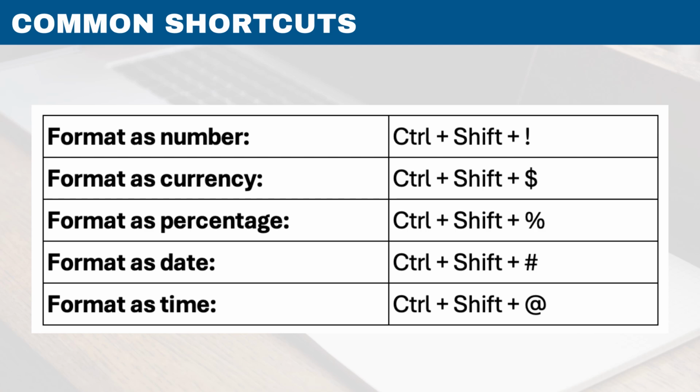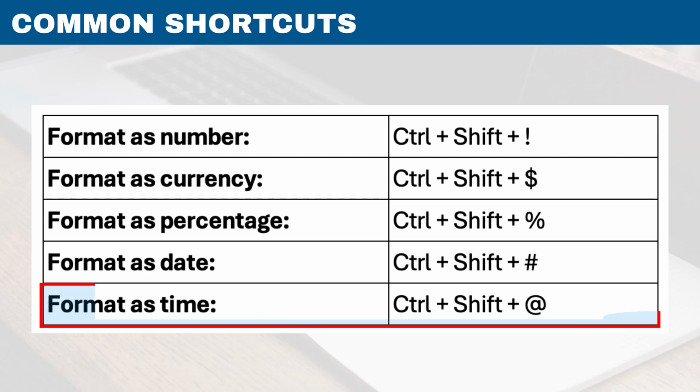To format as a date, select the cell or range of cells you want to format and press the Ctrl, Shift, and hashtag keys simultaneously. The selected cells will be formatted as dates.